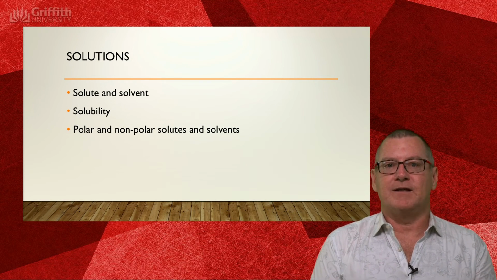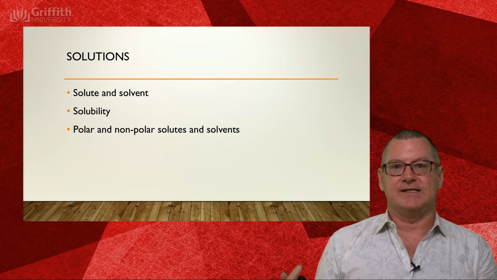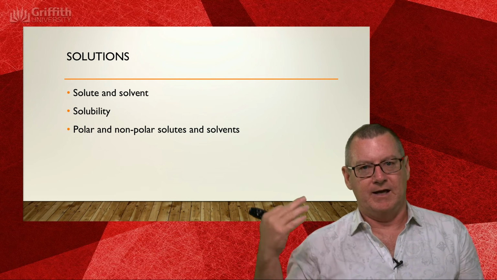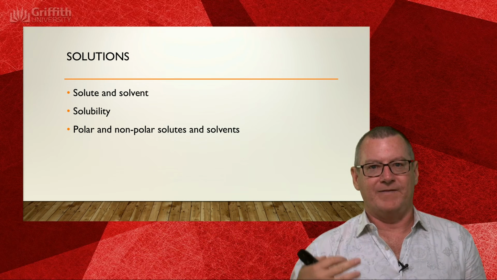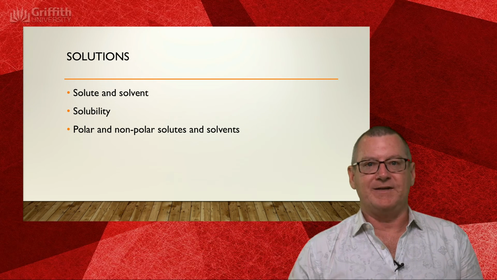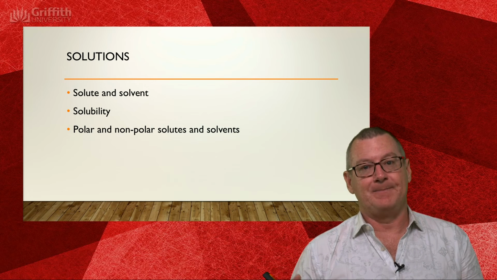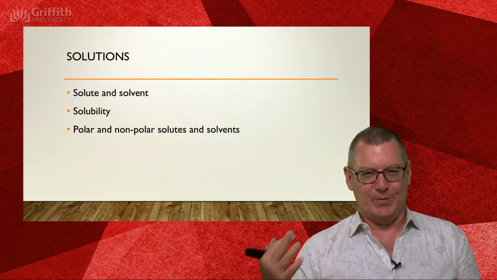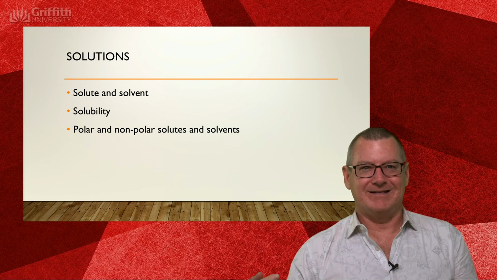Solute and solvent. The solute is the thing that's dissolved in a solution. So if I want to make a sugar solution, the solute will be sugar, the solvent will be water, the thing that dissolves things. Water is a very good solvent. It dissolves lots of things, not everything. If I wanted to make a solution of butter, water wouldn't work very well because the butter won't divide in it.